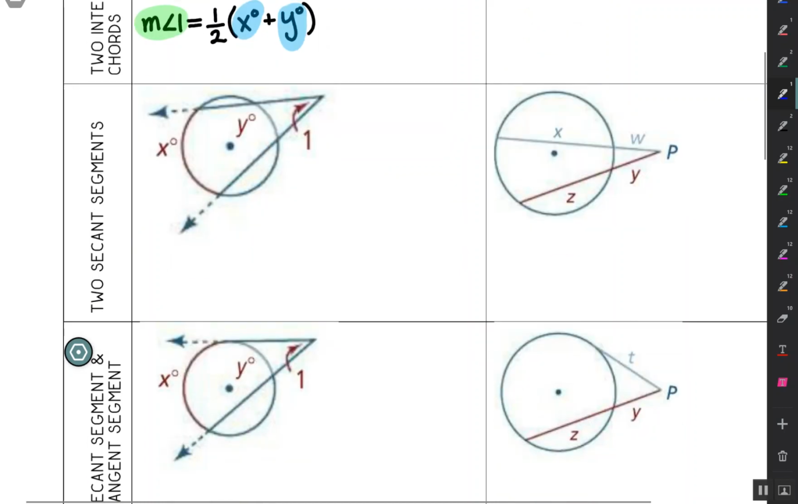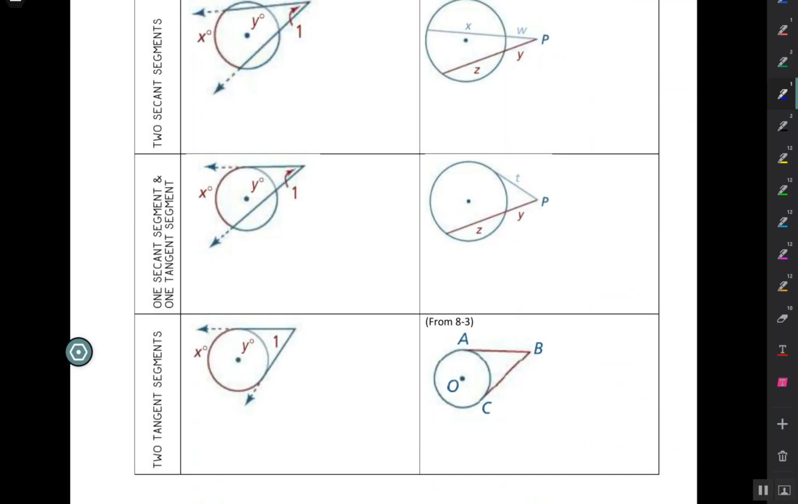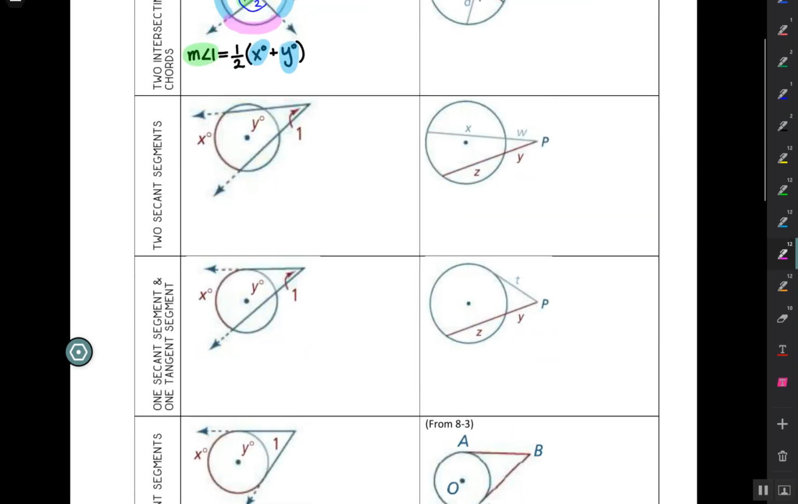Okay, so let's continue on with angles. The next 3 have pretty much the same formula, but the pictures look different. So let's go through each picture and see what the formula is. So this is 2 secant segments. We've got 1 and then 2. Those are the secants. When we say secant segments, we're just saying it stops right there and doesn't keep going on like a ray or a line. That's all.